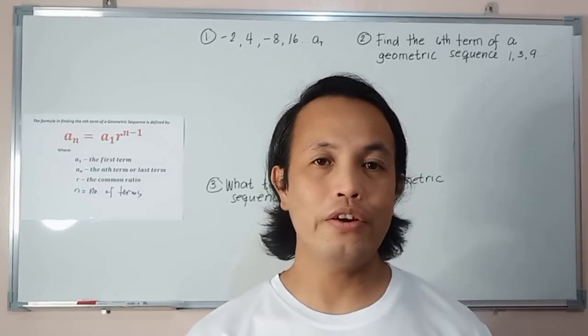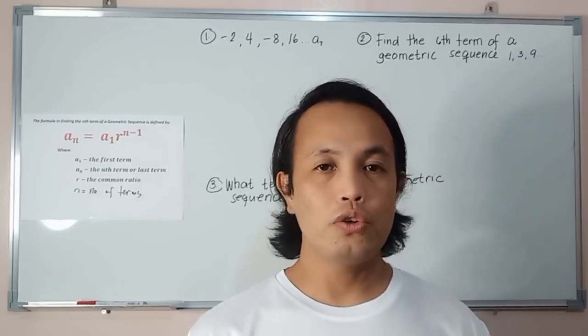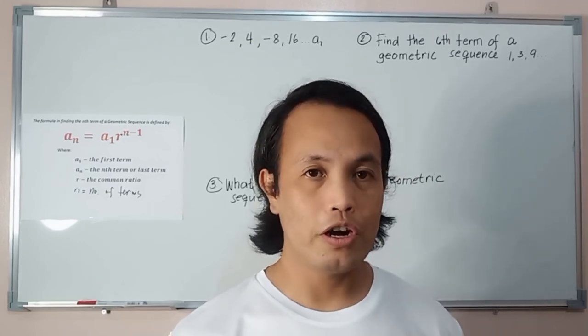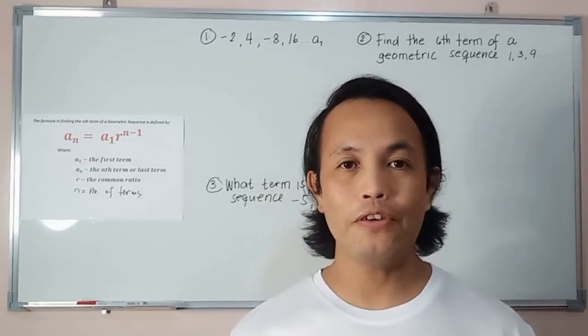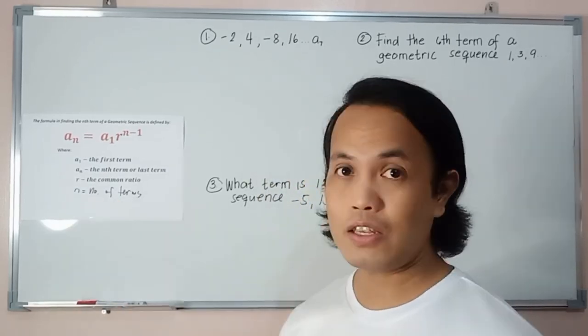So for today's video, my presentation is about finding the nth term of a geometric sequence. In my previous video, I presented finding the common ratio of a geometric sequence, which is denoted by a small letter r. This time, we will find the nth term of a geometric sequence, which is defined by this formula.